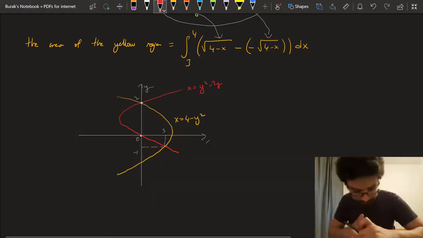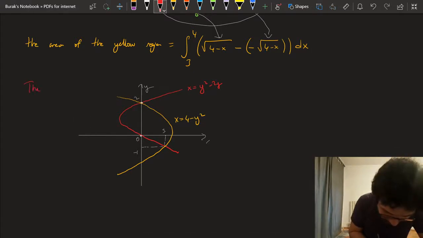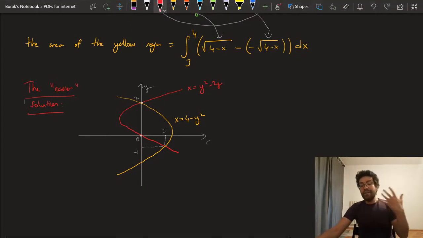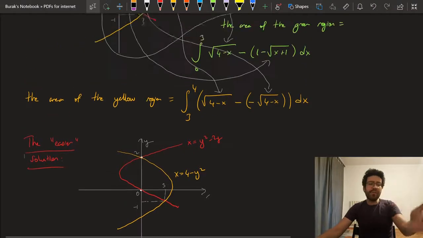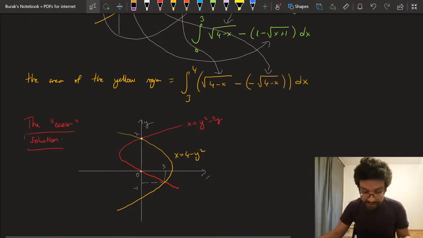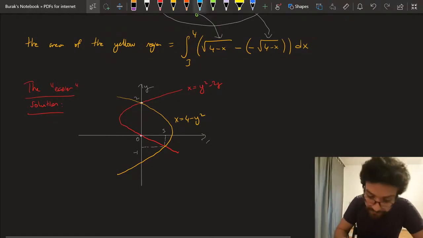Okay, let's name this the easier solution. I'm asking myself the following question. If at the end I want to integrate with respect to x, then I need to see this region as a region between graphs of functions of x, so I need to split this into three. Can I see this region as a region between graphs of functions of y? And the answer is yes. This is actually how it is given to me in the first place.